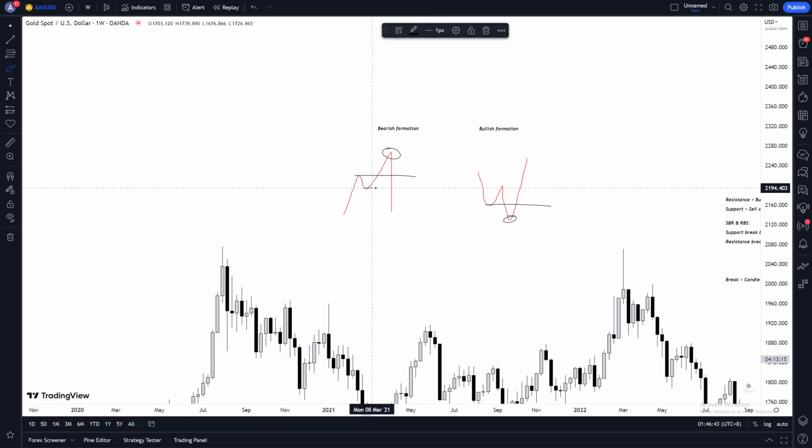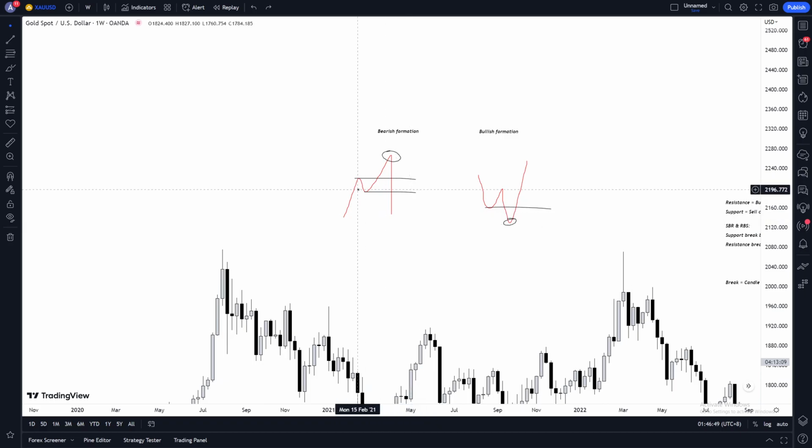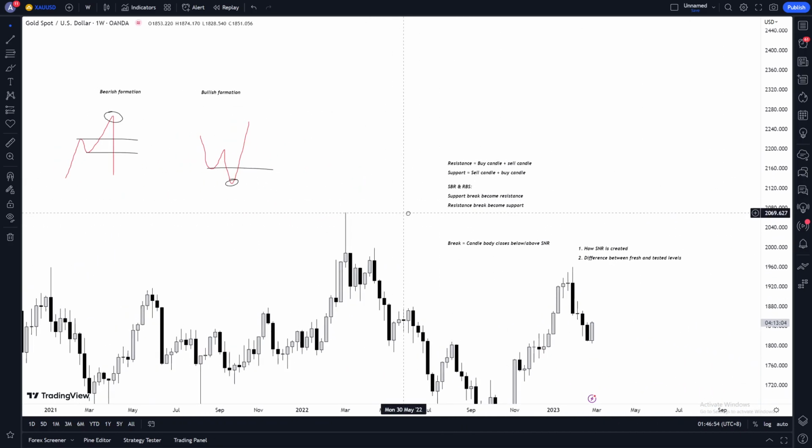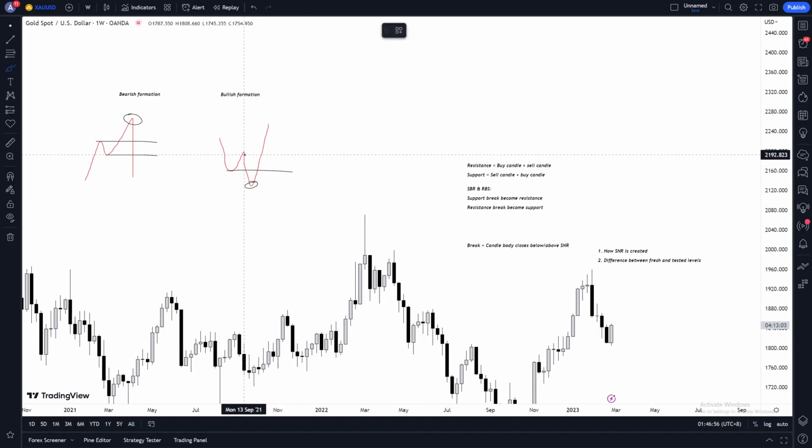Why is this called SBR? Why not RBS? What does SBR mean? SBR just means support, break, become resistance. Remember we talked about that. Support, break, become resistance. This is what? RBS, why? Resistance, break, become support.